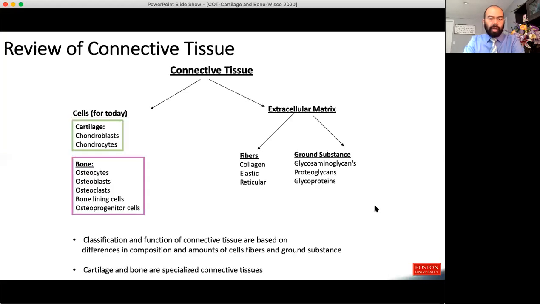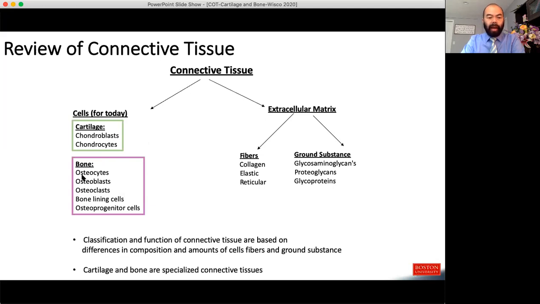All right, so in connective tissue, you have cells which produce the extracellular matrix. For cartilage, our connective tissue cells are primarily chondroblasts and chondrocytes. Chondro is the prefix for cartilage. Blast is the suffix for relatively undifferentiated cells. And cyte is the suffix for more differentiated cells. Blast could also refer to progenitor cells, which is the case here actually.